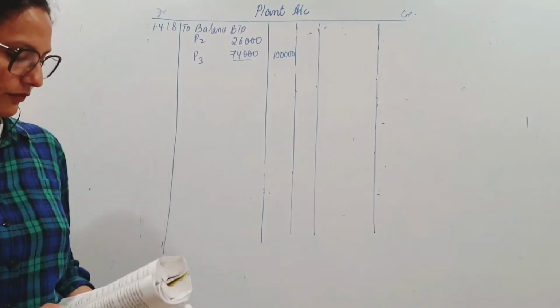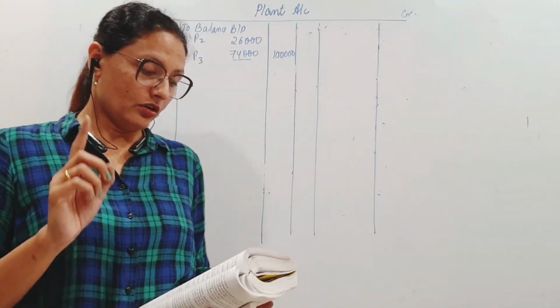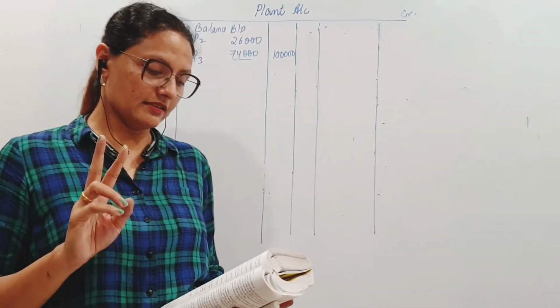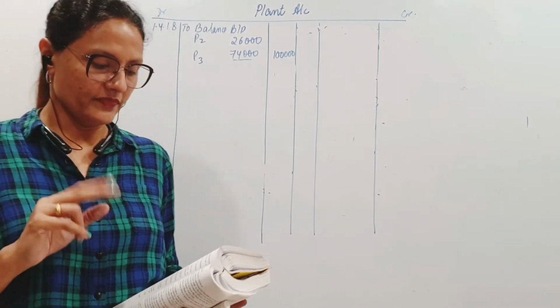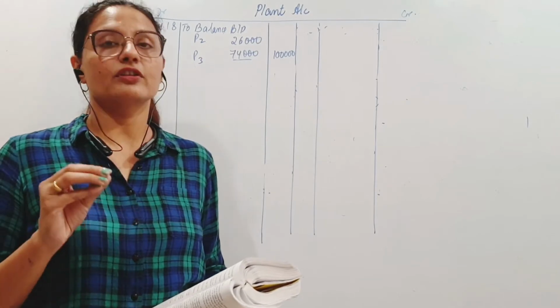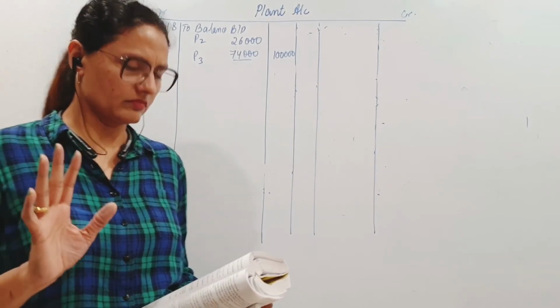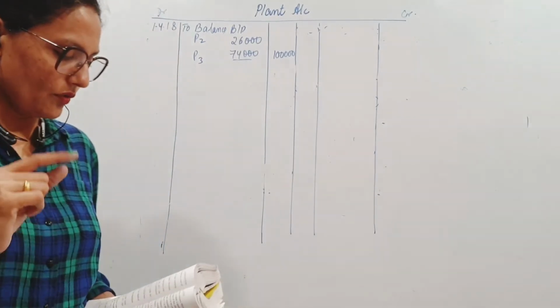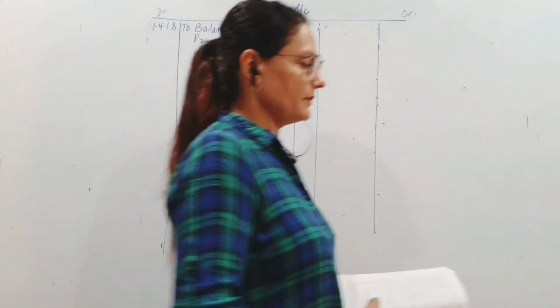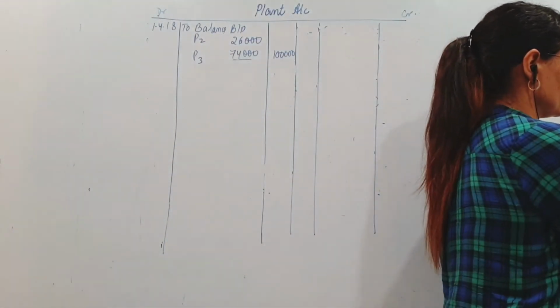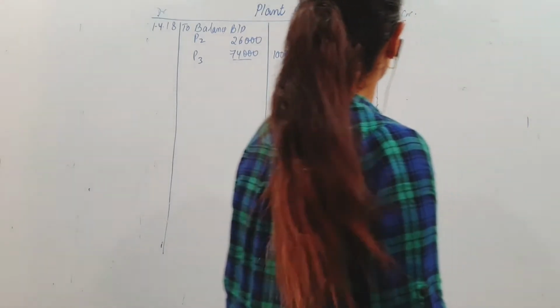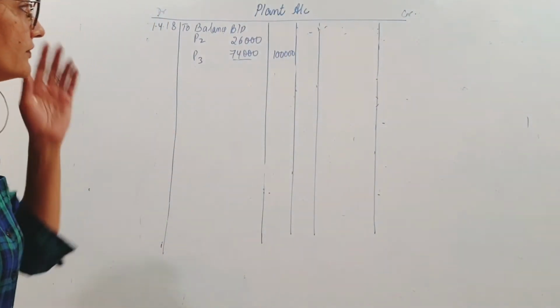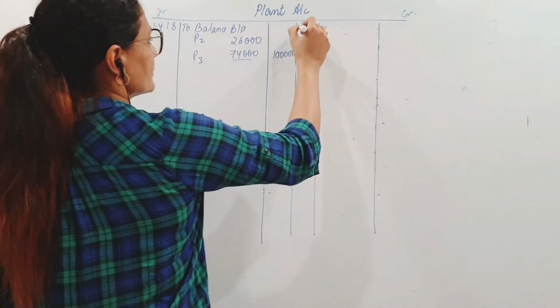Now this is the 4th year. What's happening here? On 1st of December 2018, the second machine, P2, that was also sold off for 26,000 and no more purchases. So here on 1st of December, we need to find out how much are we selling it for, what is the written down value of the asset. So we will do that.